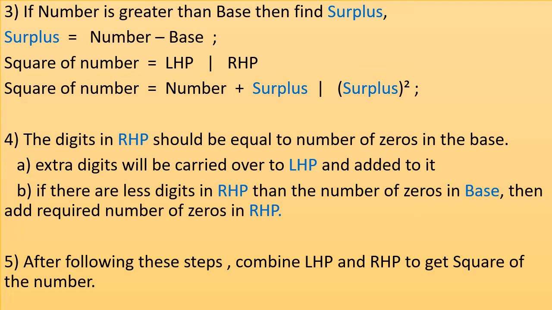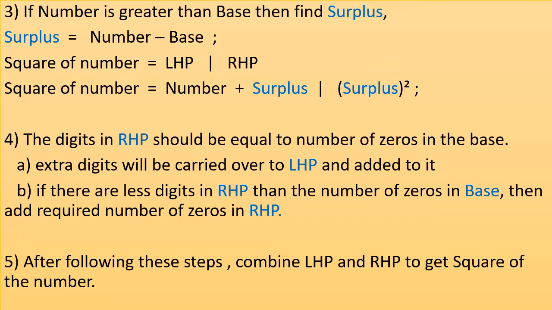Now fourth point. The digits in RHP should be equal to the number of zeros in the base. So there are two parts of the answer, LHP and RHP. So digits in RHP should be equal to the number of zeros in the base. So suppose the base is 100, so RHP must contain 2 digits. If the base is 1000, RHP must contain 3 digits. And if the base is 10,000, RHP must contain 4 digits.